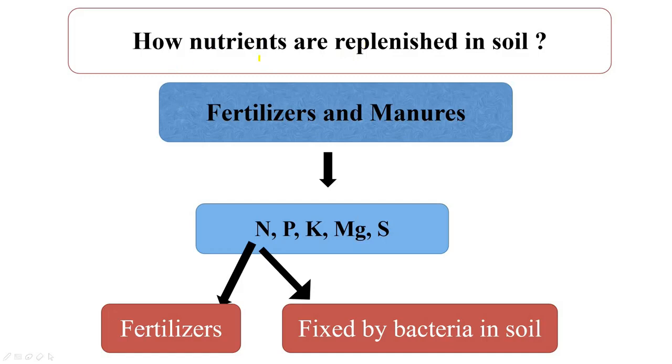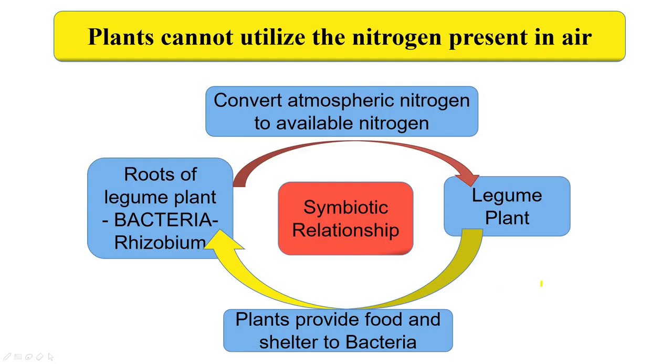Okay. So, nutrients are replenished in soil by fertilizers and manures. You must have seen farmers adding fertilizers and manures to soil. These fertilizers and manures provide soil with essential nutrients such as nitrogen, phosphorus, potassium, magnesium, sulfur, etc. Now, nitrogen is required by plants in large quantities. So, nitrogen is added by fertilizers. Also, nitrogen is fixed by a bacteria in the soil. We have already discussed it. So let's now discuss it in some more detail.